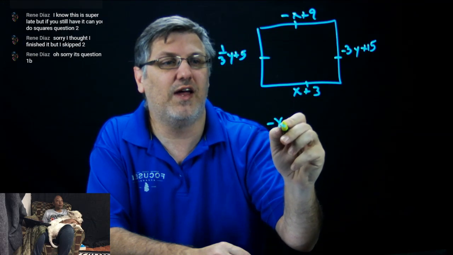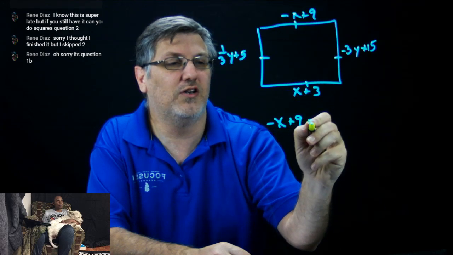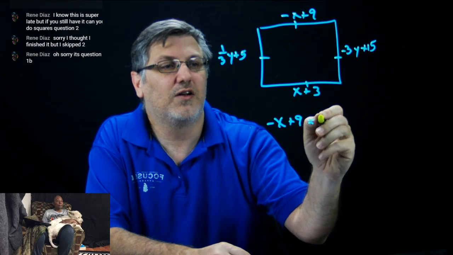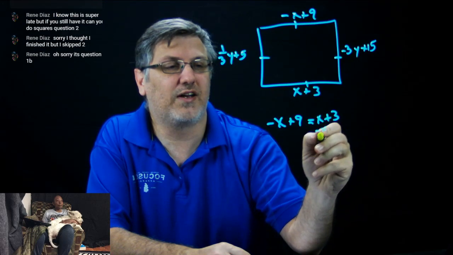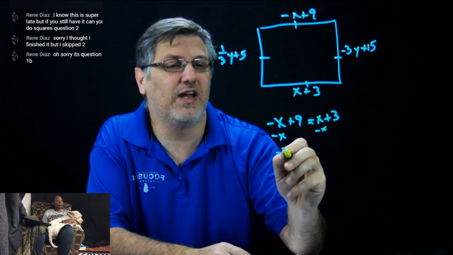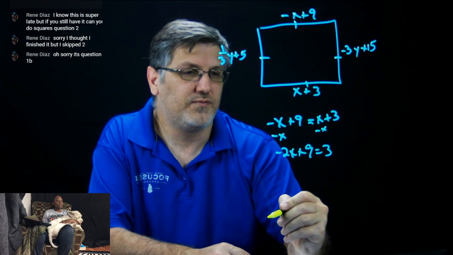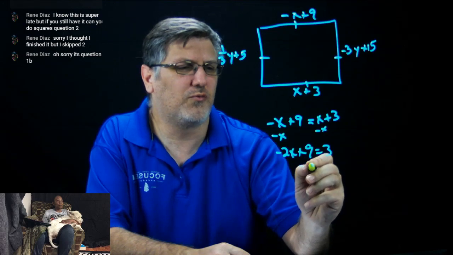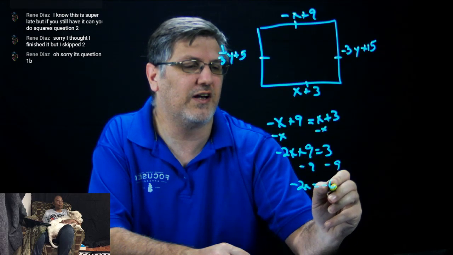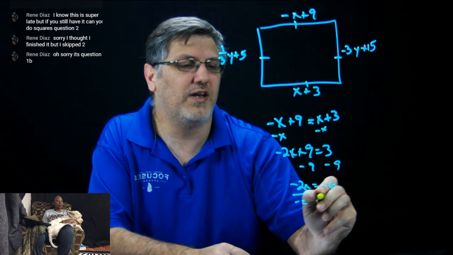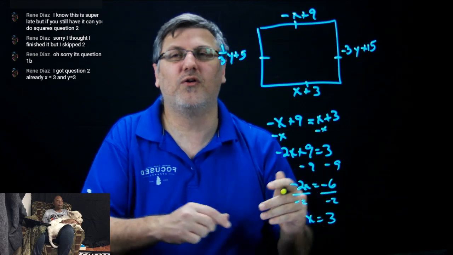We have negative x plus 9 is congruent to the opposite side. Congruent is an equal sign in algebra. Comes x plus 3. From here, we're going to subtract x from both sides, and we've got negative 2x plus 9 equals 3. We're going to subtract 9 from both sides. We have negative 2x equals negative 6. We're going to divide by negative 2, and x equals 3. All right, so we know x equals 3.